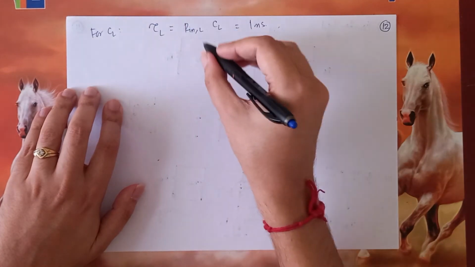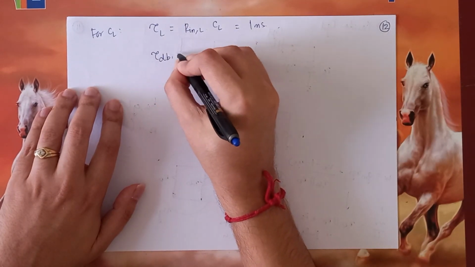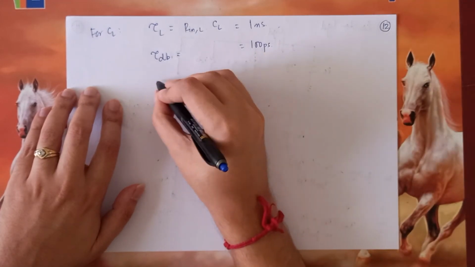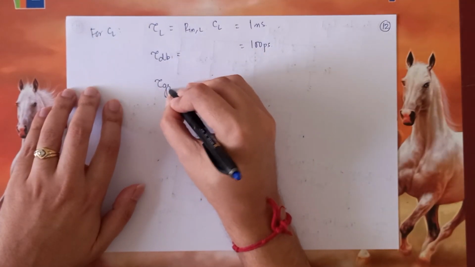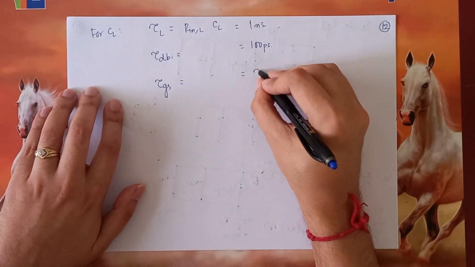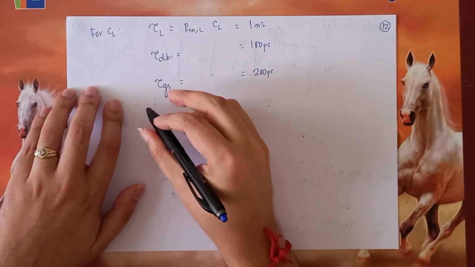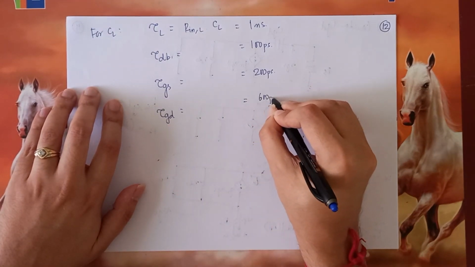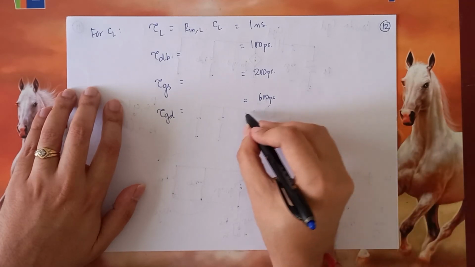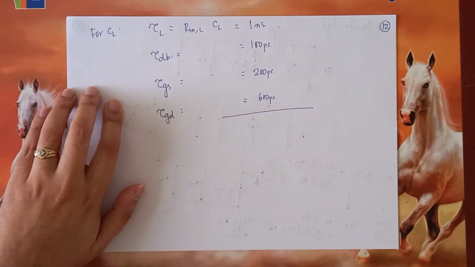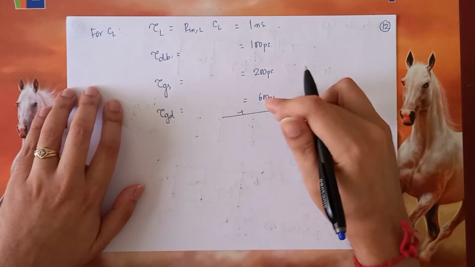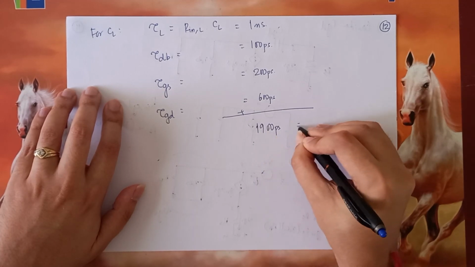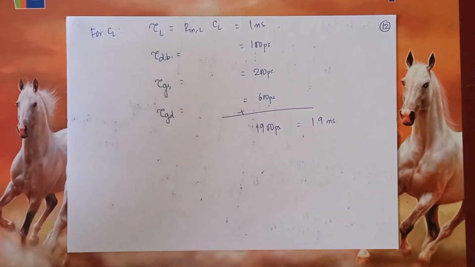Similarly, for the others, you will get tau dB comes out to be 100 picoseconds. I've already calculated these values for you. Tau GS comes out to be 200 picoseconds, and tau GD, the last one that we did, comes out to be around 600 picoseconds. So therefore, the net summation of all of these, if you add them, comes out to be 1900 picoseconds or 1.9 nanoseconds.